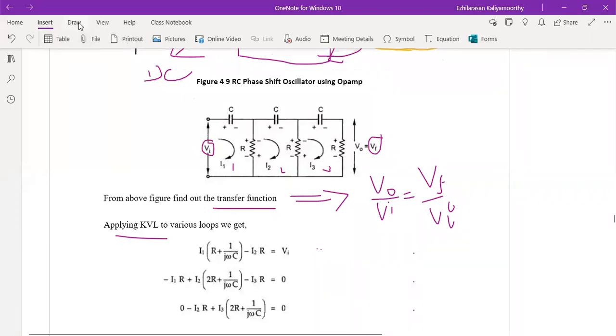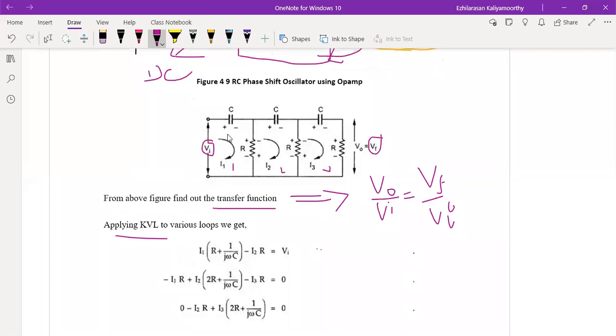Okay, first let us write the equation. Apply KVL in the first loop. How will I get it now? I1 is there, no? First you write like this. I will start from here, or I can write even here also.